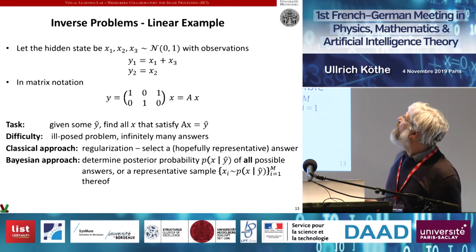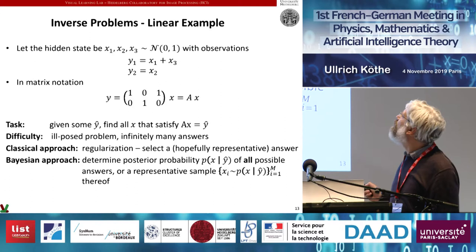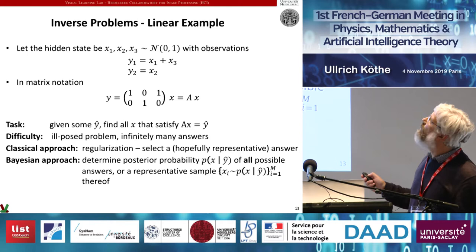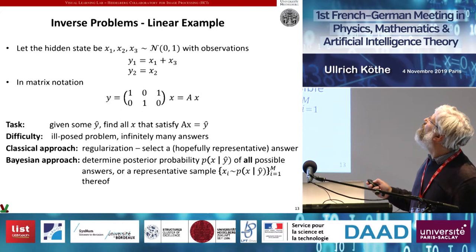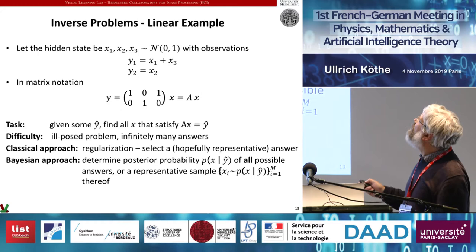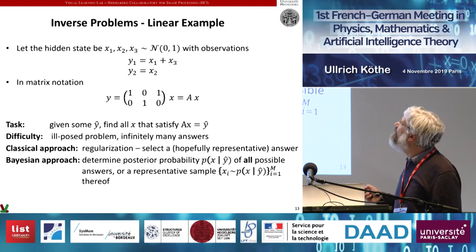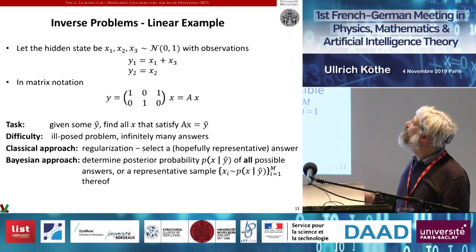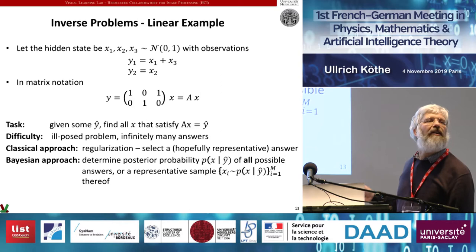So here is a toy problem, just to illustrate how we approach this problem. So suppose this is the forward problem. We have three variables x, which are all normally distributed, and y1 is the sum of x1 and x3, and y2 is just a copy of x2. So in matrix form, this is the forward mapping matrix, a linear mapping. And now we would like to solve the inverse problem. So given some observation y hat, we would like to find all x that satisfy the linear forward problem.